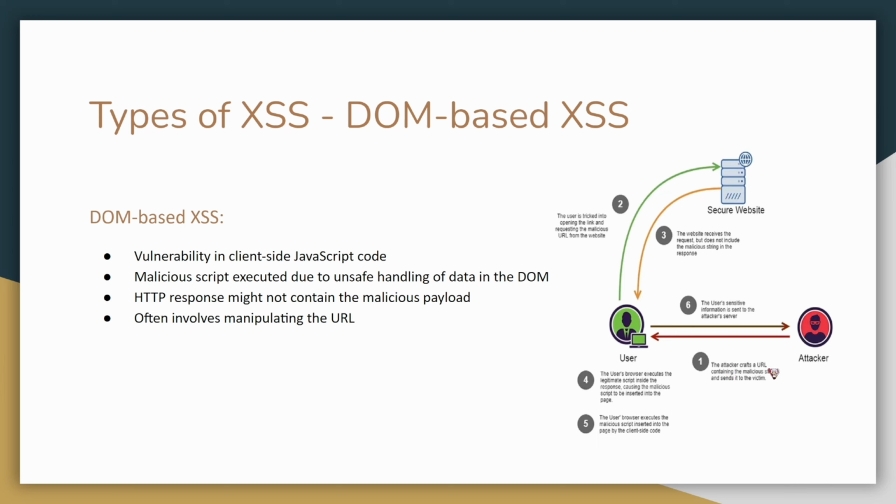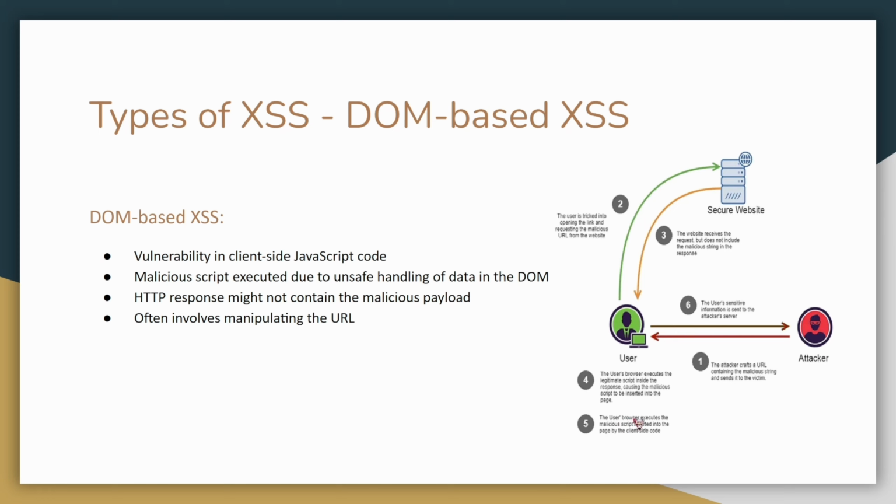First, the attacker grabs the URL containing the malicious string and sends it to the victim. Then, the user is tricked into opening the link and requesting the malicious URL to the website. The website receives the request but does not include the malicious string in the response. And then, the user's browser executes the legitimate script inside the response, causing the malicious script to be inserted into the page. And this is how the malicious link gets stored in the server side.